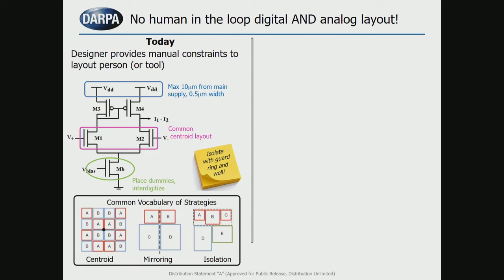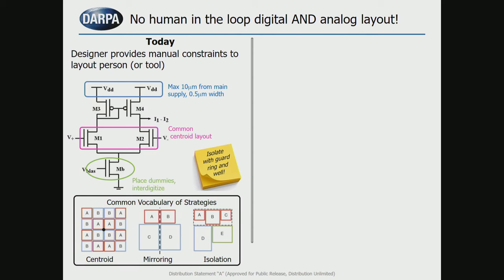circuit designer. And then there are rules, vocabulary, right? Well, you should do these transistors in a centroid fashion, right? You should mirror these ones. You should isolate that portion and so forth. So you have a vocabulary and you have a set of patterns, transistors that you localize, and that's kind of the feedback, right? And then you also have aesthetics, right?